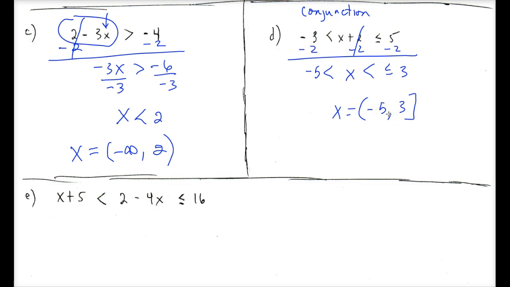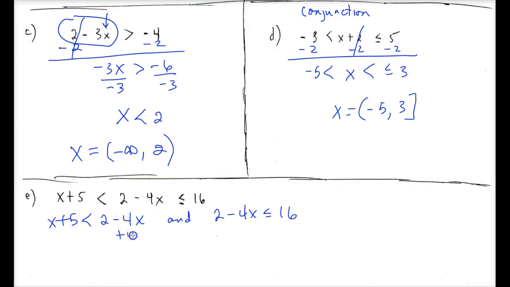All right, so for our next example here, notice how we have a compound inequality, but we have x on more than just one side of it. So because of this, we're forced to write this out as 2 separate inequalities. So we will write this out as x plus 5 is less than 2 minus 4x, and 2 minus 4x is less than or equal to 16. And we have to solve this inequality.